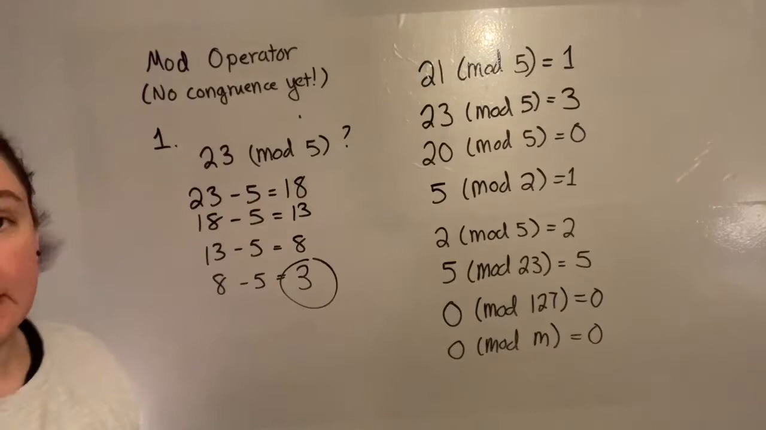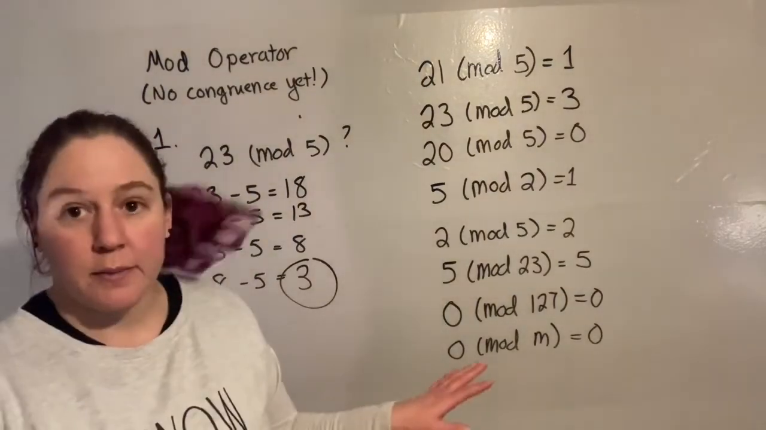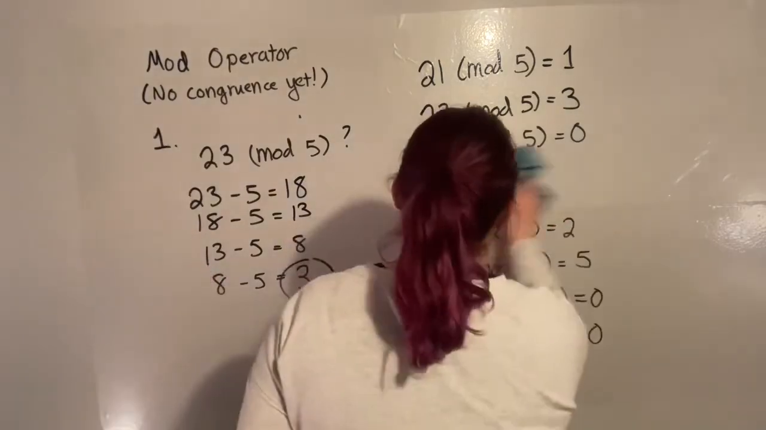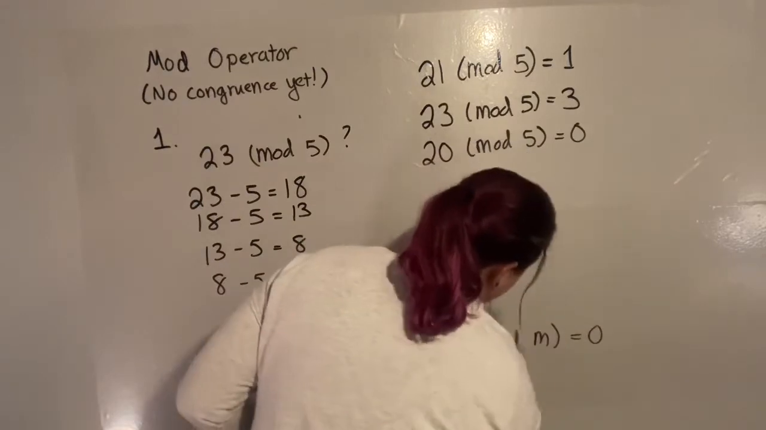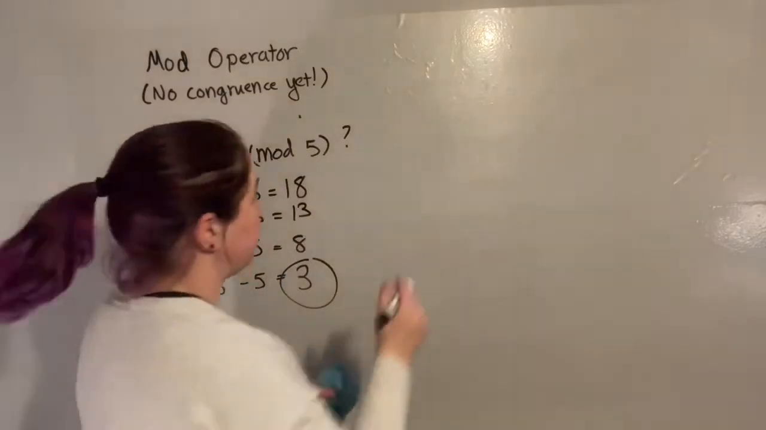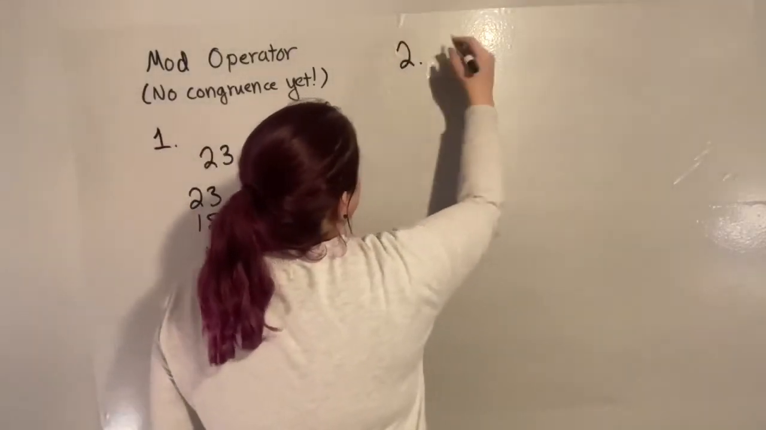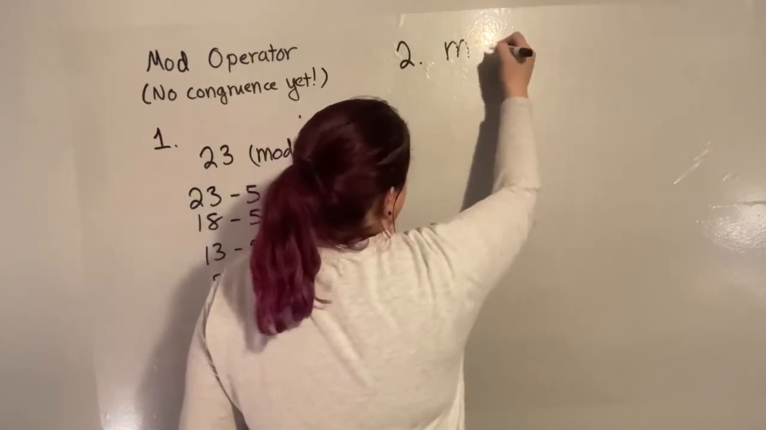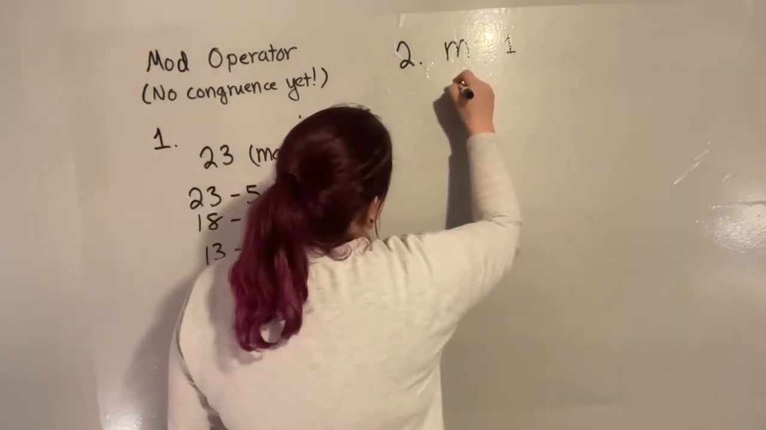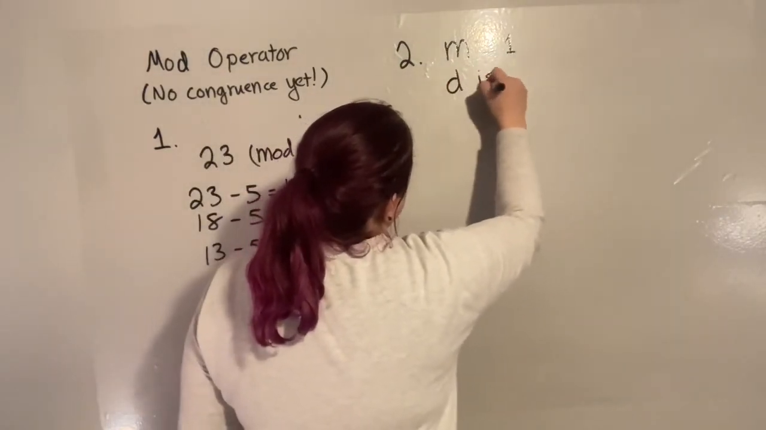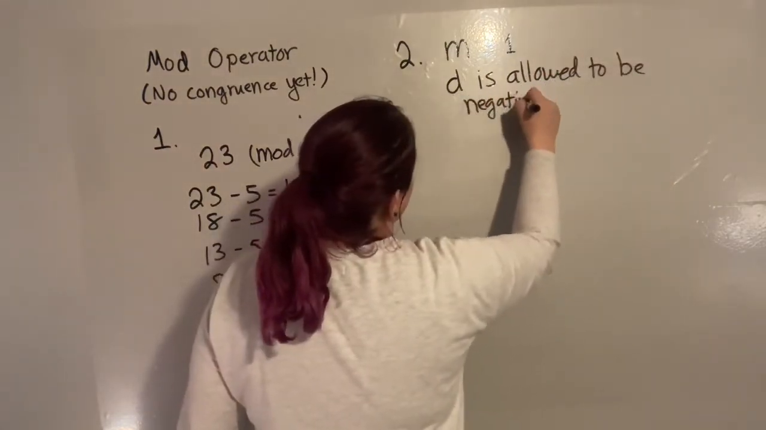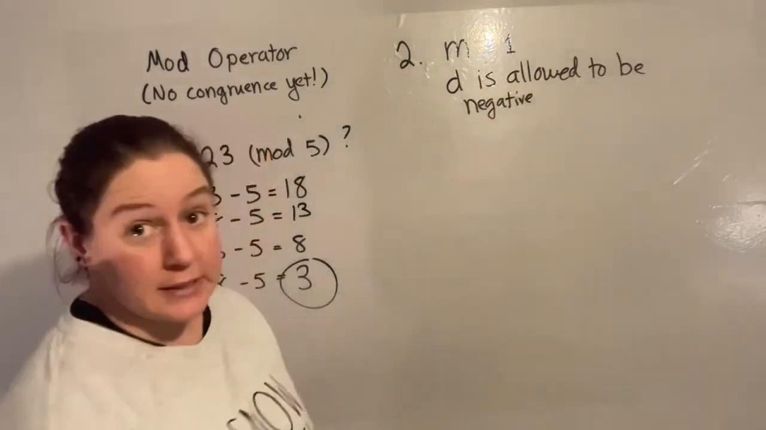So the reason I'm presenting it this way is because when you start working with negative numbers, it starts to get a little weirder to think about the remainder. Let's consider the case where D, the number on the left-hand side, is allowed to be negative. So case 2: M is still a positive integer, always, always, for modular arithmetic. And D is now allowed to be negative. Before we restricted it just to bigger than or equal to 0.